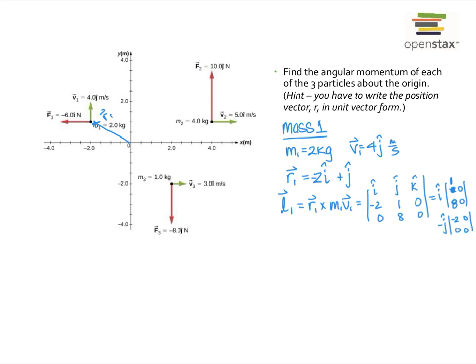So it shouldn't come as a surprise that this angular momentum does not have an x or a y component because of the fact that the 2 vectors I'm working with lie in the xy plane. That's how it works. So the angular momentum is minus 16 kilograms meters squared per second, and it's in the k direction. I'm going to do mass 2 over here. It's really the same process, just doing it for different values.